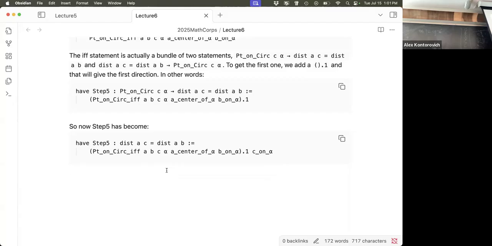Okay, we've shown that the distance from A to C is equal to the distance from A to B, and the proof is we use this axiom, apply it to ABC. We know that A is the center, B is on the circle. We don't want the if and only if, we just want the forward direction, and then we do know that C is on alpha. And now we can conclude that the two distances are the same. Cool. Okay, so that's step 5.